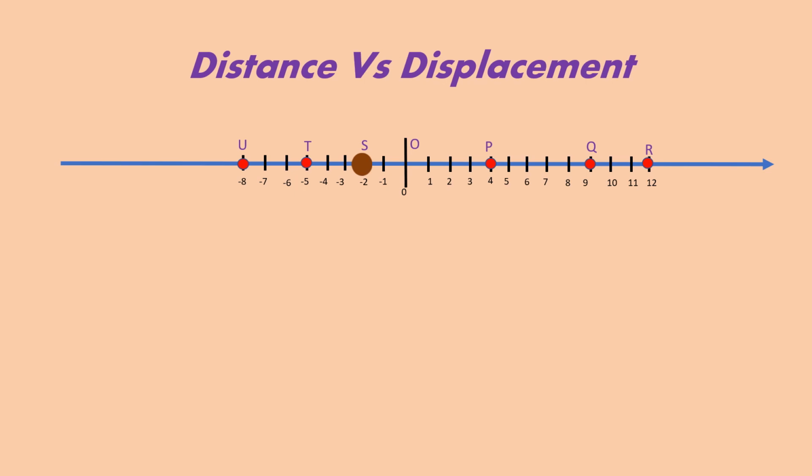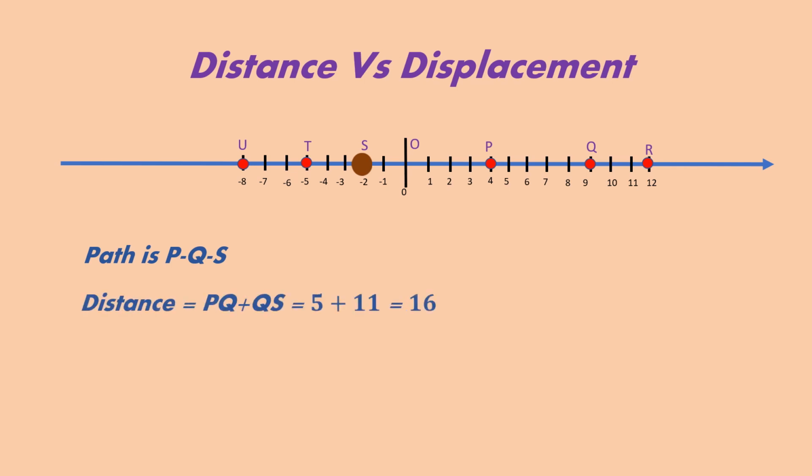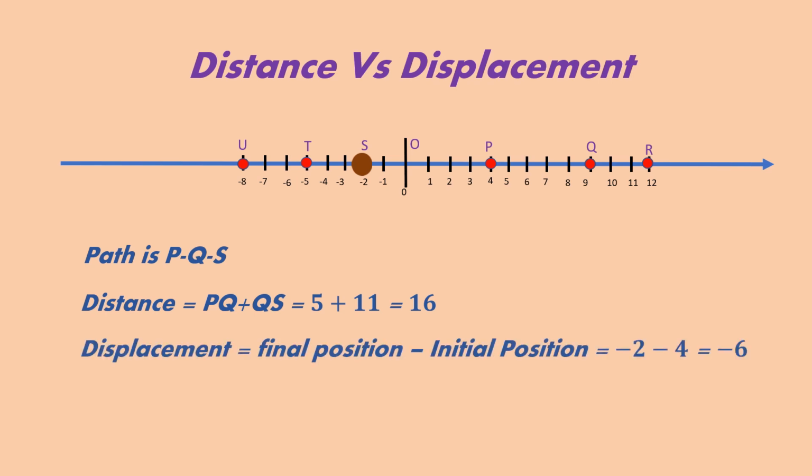Let's see what is the distance and displacement of this motion. The path is PQS, therefore the total path length, which is the distance, is equal to PQ plus QS, which is equal to 5 plus 11, which is equal to 16 meters. So 16 meters is the total path length traversed by the object. Let's see what is the displacement. Displacement is equal to final position minus initial position.